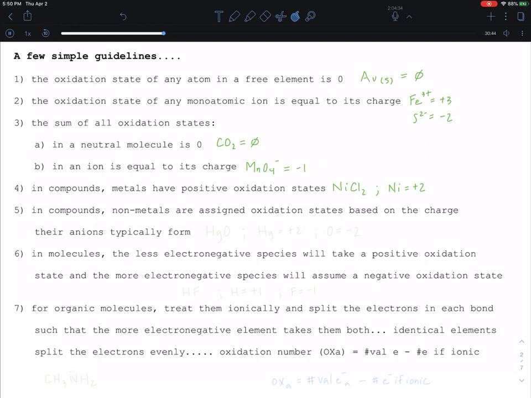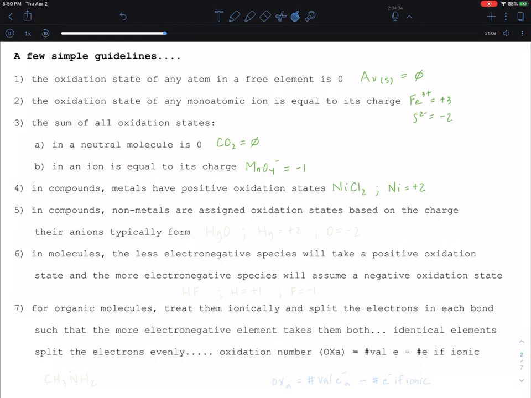In compounds, nonmetals are assigned oxidation states based on the charge their anions typically form. So in that last example, you're probably sitting there going, how did you know that that was positive two? Well, because the metal is going to take on a positive oxidation state and the magnitude of that oxidation state is going to be based on what? Well, the whole thing is neutral, so the whole thing equals zero.